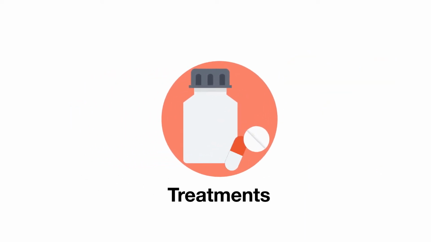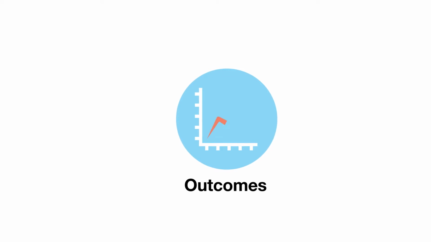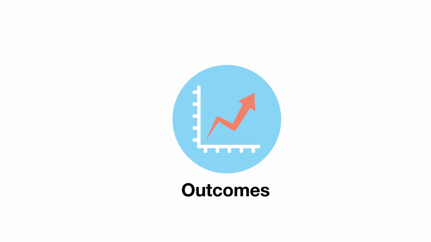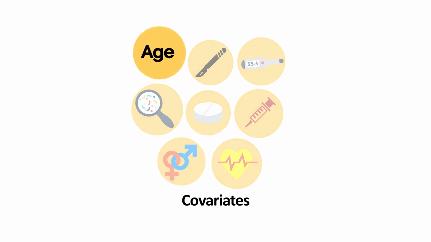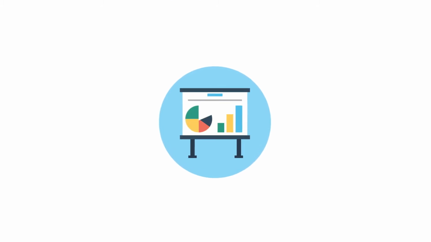Treatments are things like medications for rheumatoid arthritis or bariatric surgery procedures for severe obesity. Outcomes are things like survival, ability to move without pain, side effects, weight loss, or quality of life, things that researchers are interested in improving. Covariates are things like age, sex, illnesses, use of other medications, or other patient characteristics that could influence the relationship between treatment and outcome.